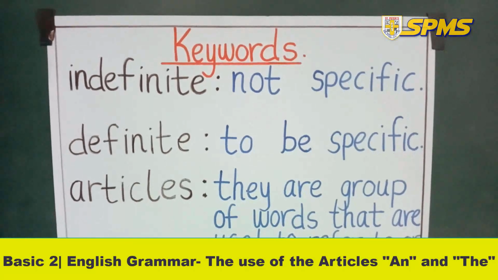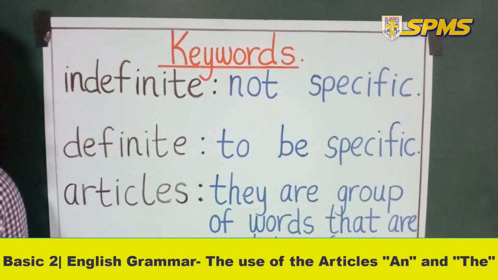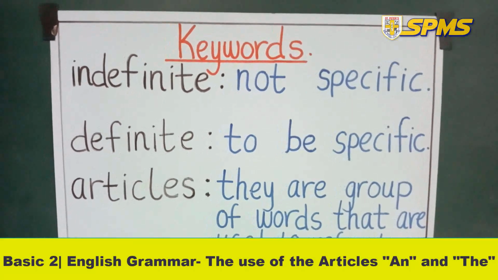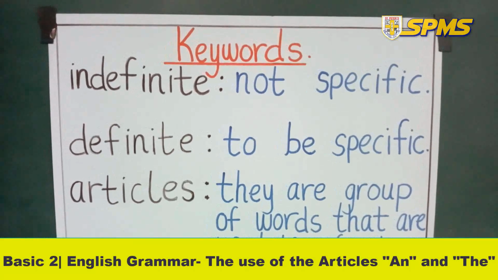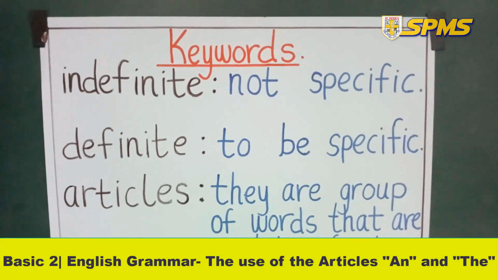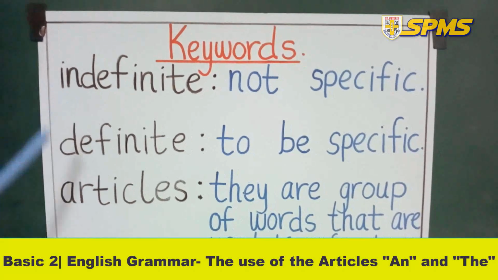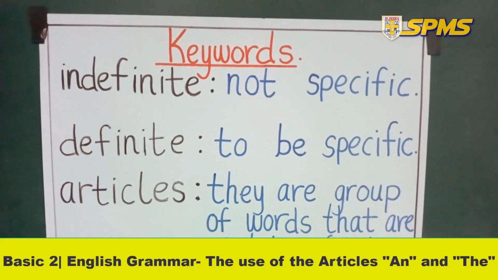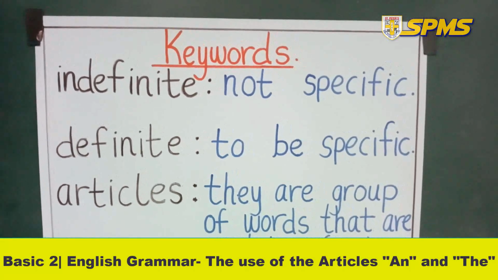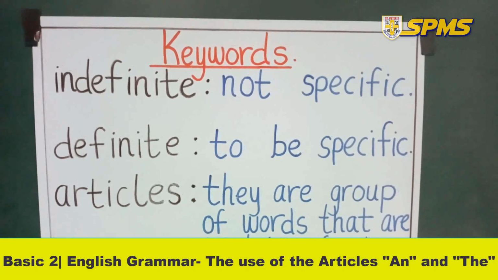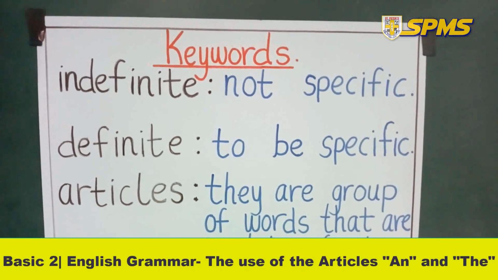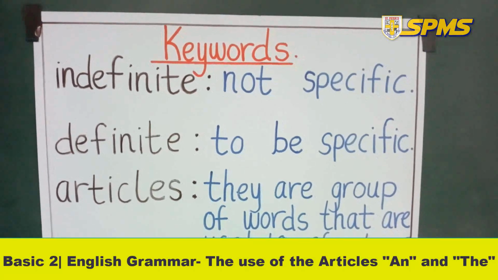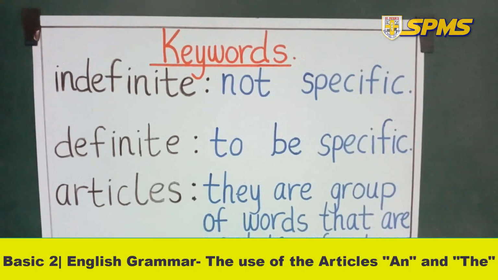Hello children, in our lesson today, we are going to come across a couple of keywords. Let's look at them in detail and try to understand them before we move on. The first keyword that we are going to have is indefinite. And what does it mean? It means not specific. It means you are not specific about something that you are talking about. For example, if I say, bring me a book, you can go and bring me any book at all because I was not specific. Very good.